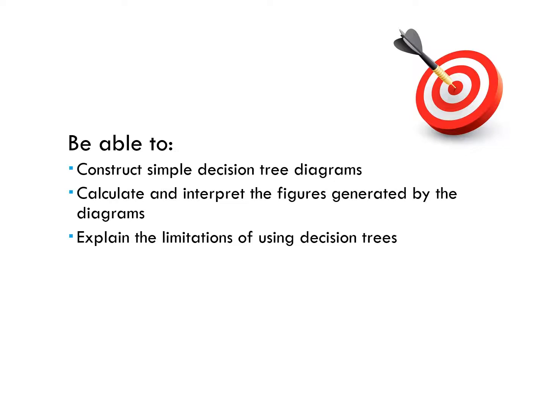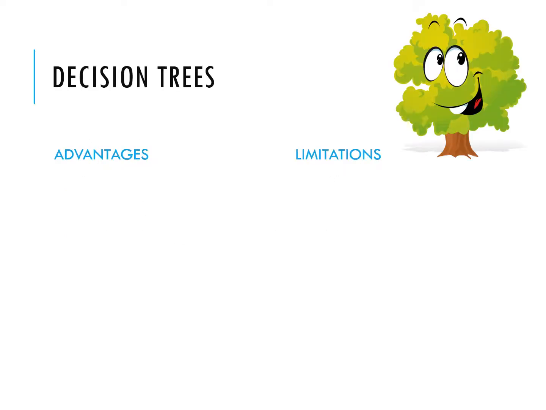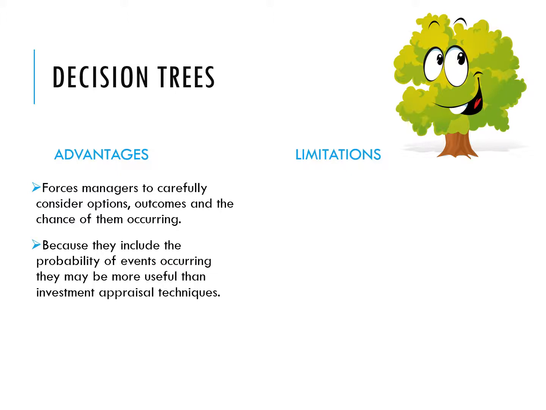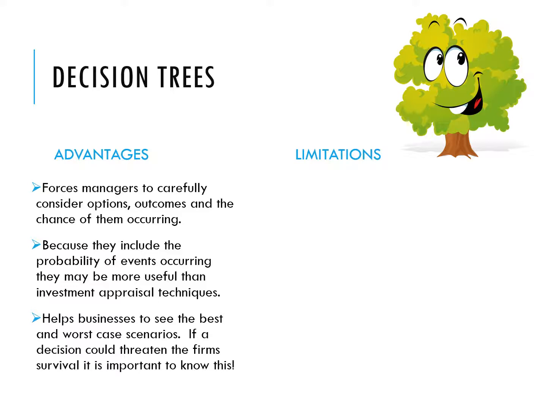So we've looked at the first 2 points here, drawing one and interpreting one. Now let's look at evaluating a decision tree. So what are the advantages and disadvantages of using this tool if you're a business? Well, advantages, it forces managers to carefully consider options, outcomes, and also the chance of them occurring. Because we include a probability of events occurring, this may be more useful than other investment appraisal techniques when we assume the cash flows are the cash flows. There is no chance or likelihood applied to our estimates. So this is a strong advantage of using a decision tree. We can also look at the best and worst case scenarios.